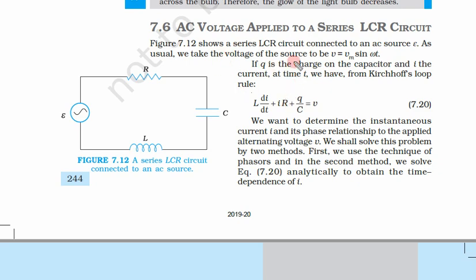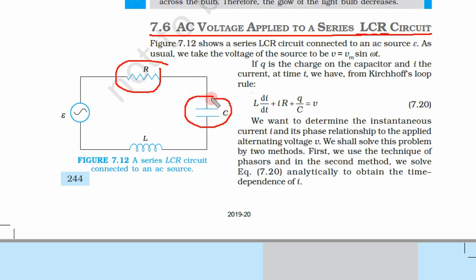Till now we have seen only a single component at a time, either L, C or R. Now we are seeing a joint of these components: AC voltage applied to a series LCR circuit. Here this R, this C and L are in series because they are directly connected, and they are connected to an AC power source.